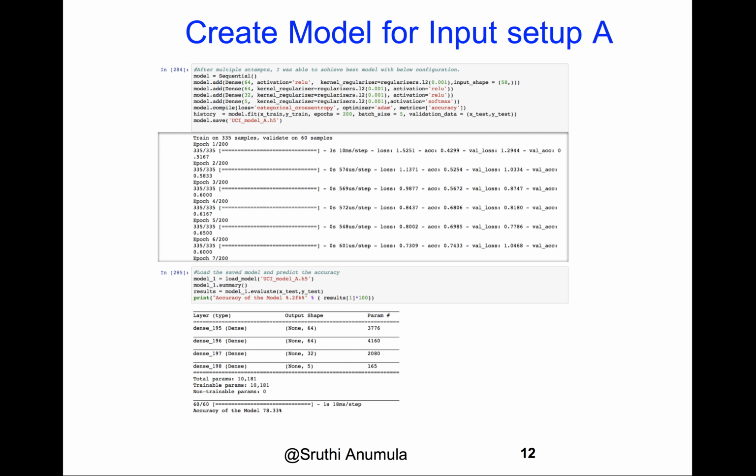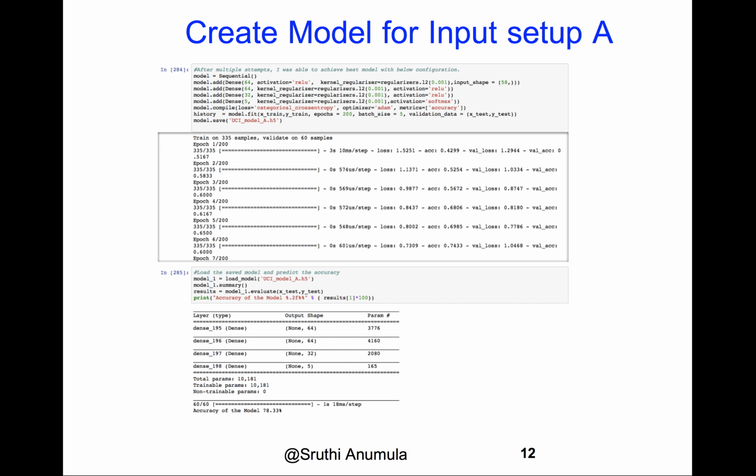Adam is the best optimizer for classification as it has combined capabilities of AdaDelta and RMSprop. I have compiled the model for 200 epochs and a batch size of 5 and saved the model to a H5 file.